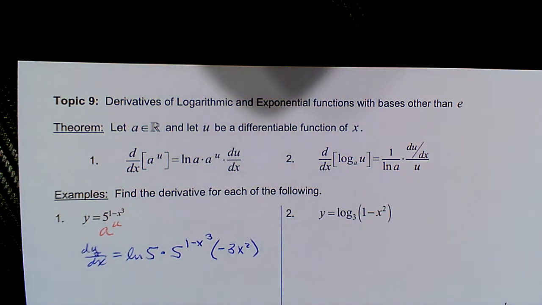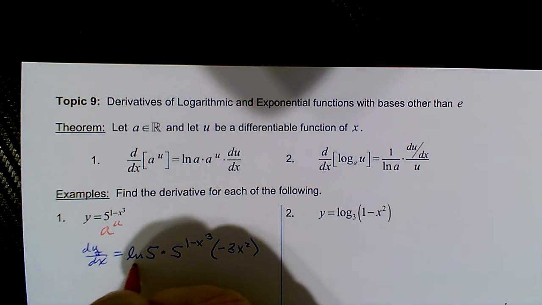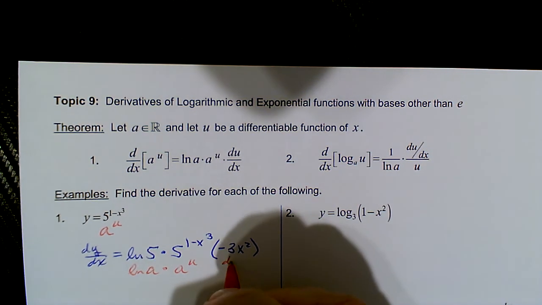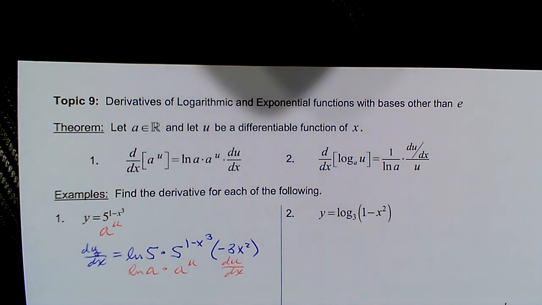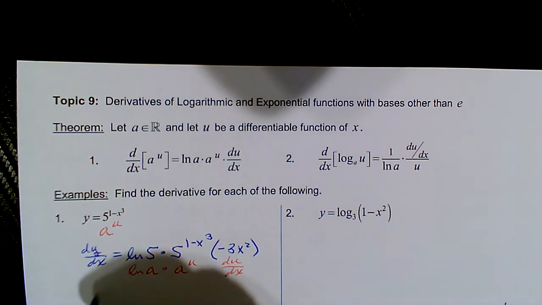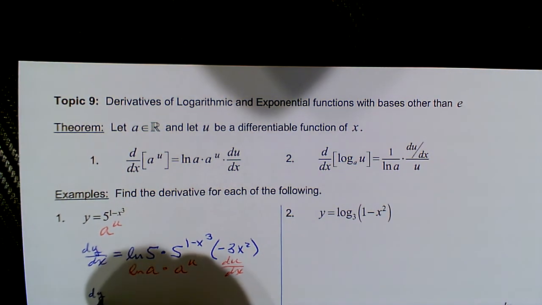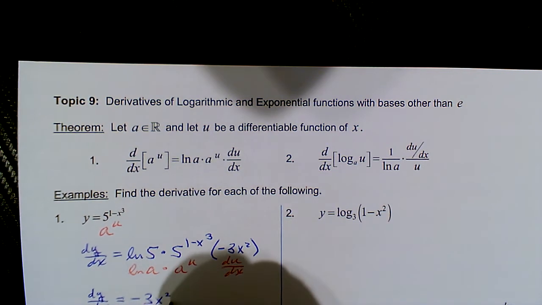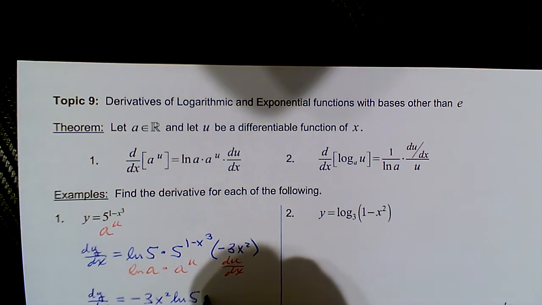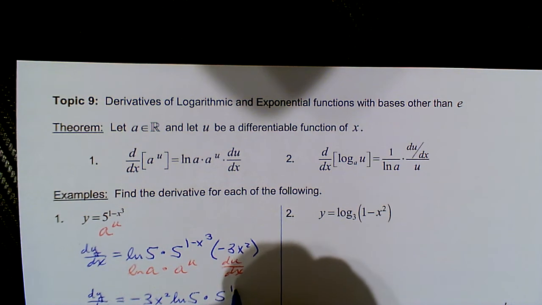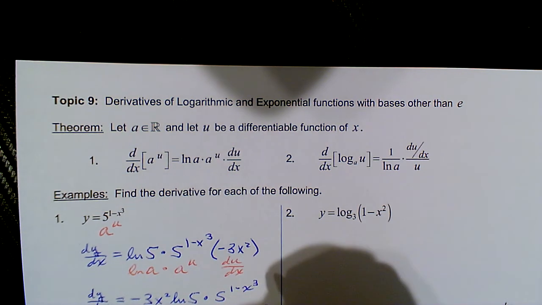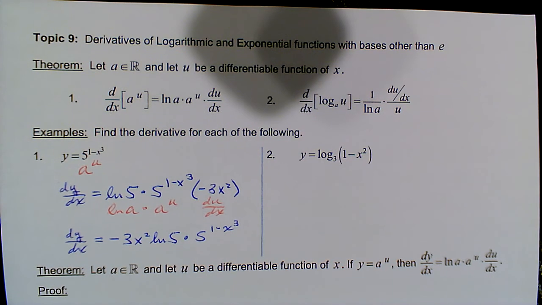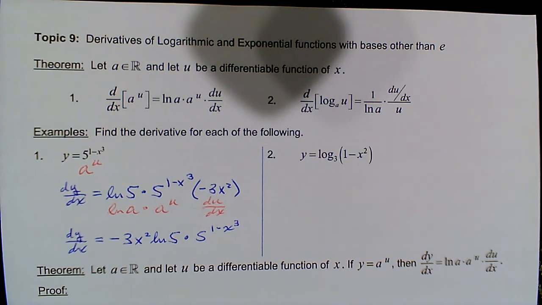So with regards to the formula, there is the natural log of a times a to the u, and then the minus 3x squared represents the du dx. So cleaning this up, we bring the minus 3x squared out in front of the natural log of 5, but you do actually need the multiplication symbol in there to separate the factors. And then the factor of 5 to the 1 minus x cubed power.